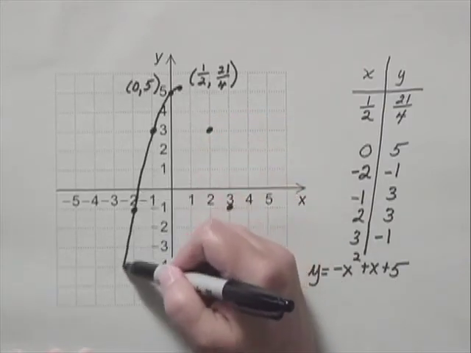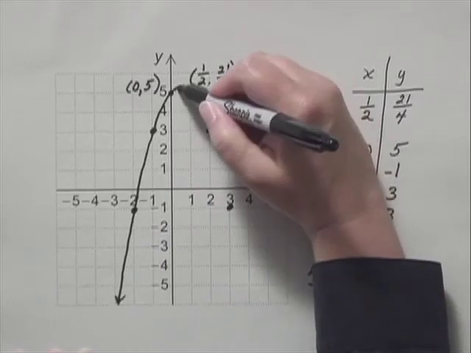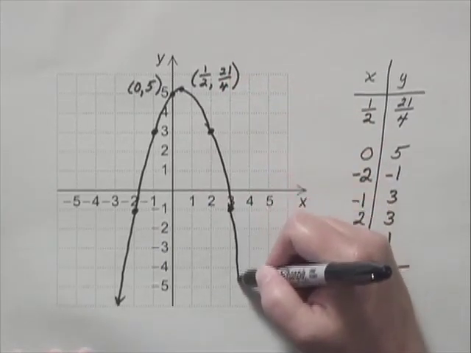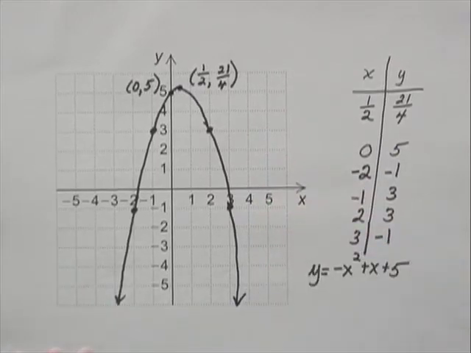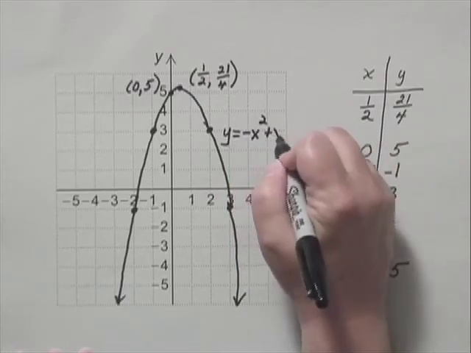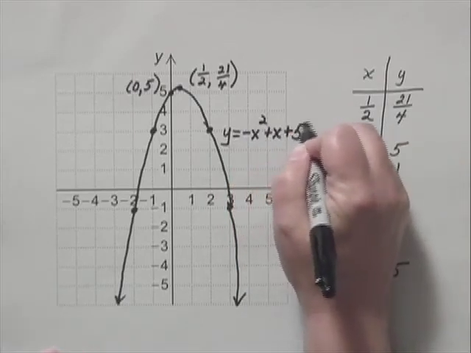And again, it's a parabola that opens down, and we have enough points to give us a good idea of the shape of the graph. Finally, we label the graph with the equation y equals the opposite of x squared plus x plus 5.